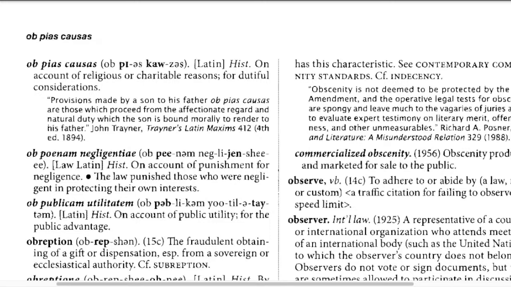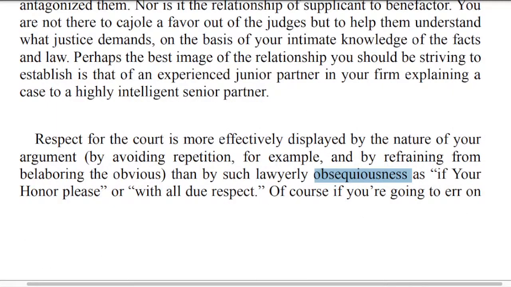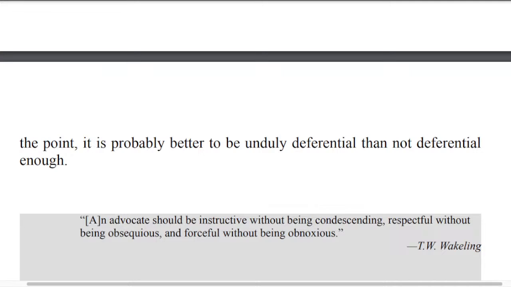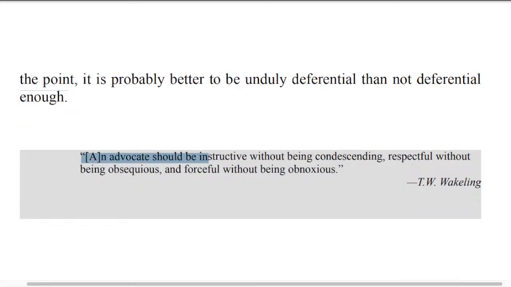All right, no word left behind. Let's get back to the book. So, lawyerly obsequiousness, as in "if your honor, please," or "with all due respect." Of course, if you're going to err on the point, it is probably better to be unduly deferential than not deferential enough. An advocate should be instructive without being condescending, respectful without being obsequious, and forceful without being obnoxious.